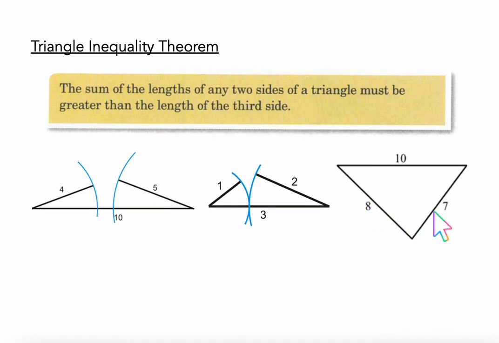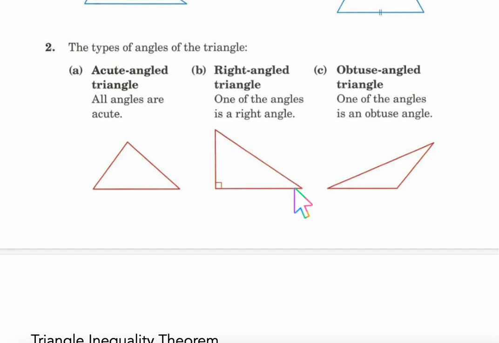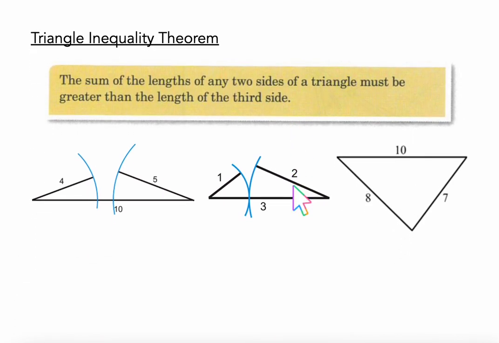And next up, we're going to talk about the triangle inequality theorem. It kind of goes back to what we were talking before about how your triangle has to be able to close up. So the triangle inequality theorem basically says that the sum of the lengths of any two sides of a triangle must be greater than the length of the third side. Okay, so the two smaller sides, when they add up, have to be greater than the length of the third side.